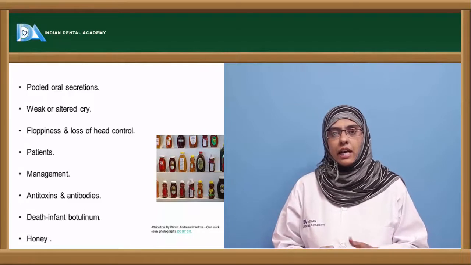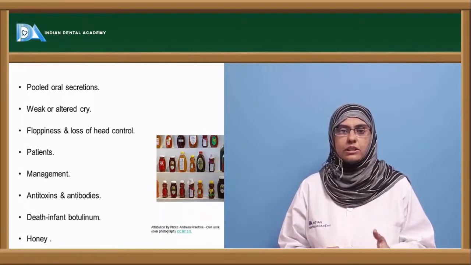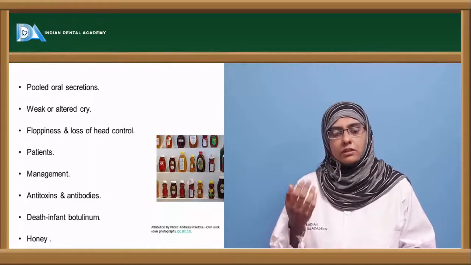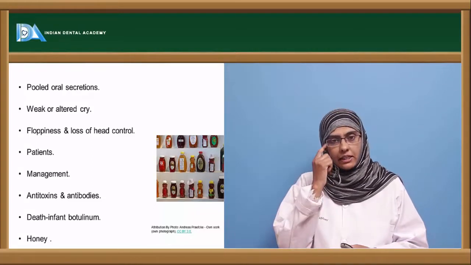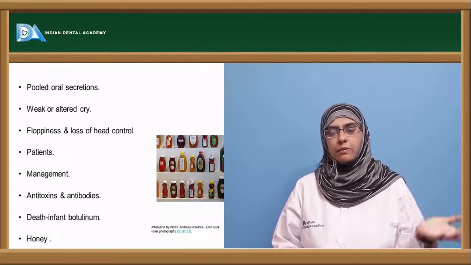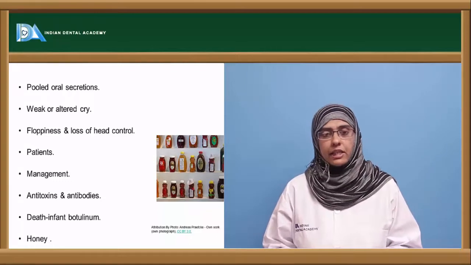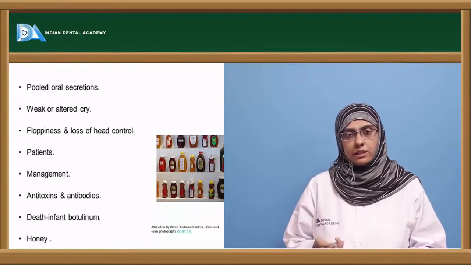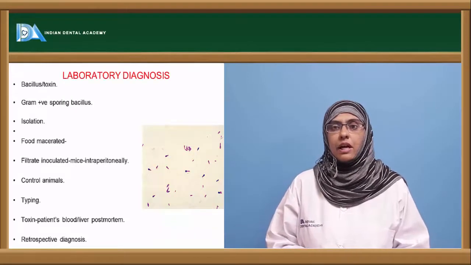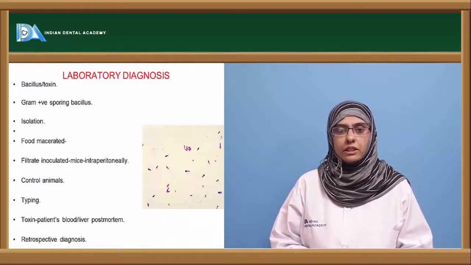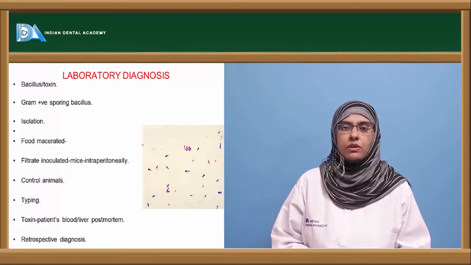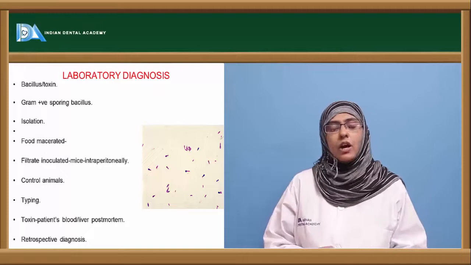And here the antitoxin and antibodies do not contribute much to the cure or treatment of the patient, and this usually occurs in infants earlier when compared to other infections. It is said that honey is a major source of the disease because honey is easily contaminated with Clostridium botulinum. And coming to the lab diagnosis of this disease, you can identify the bacillus from the feces of the patient or from the food.